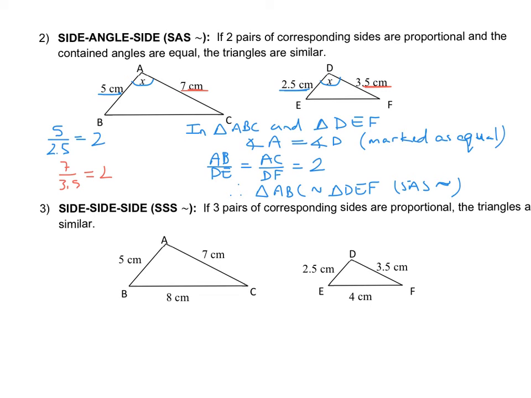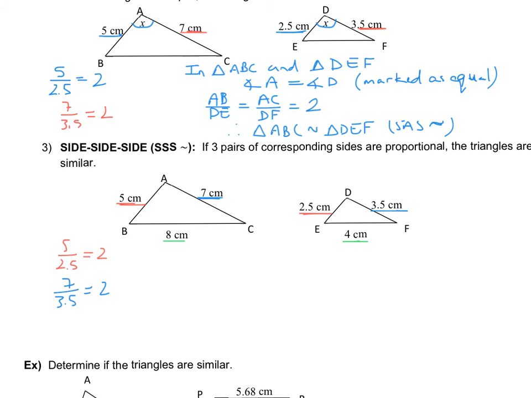All right, the last way to prove that we have similarity is if all three sides are proportional. You don't know anything about the angles necessarily, but if you can compare the matching side lengths, so the smallest compared to the smallest, let's try that. 5 divided by 2.5 is equal to 2. And then the medium to the medium, so 7 compared to 3.5, that's 2. And then the largest compared to the largest, 8 divided by 4, is also 2. So we have three pairs of corresponding sides that are proportional.